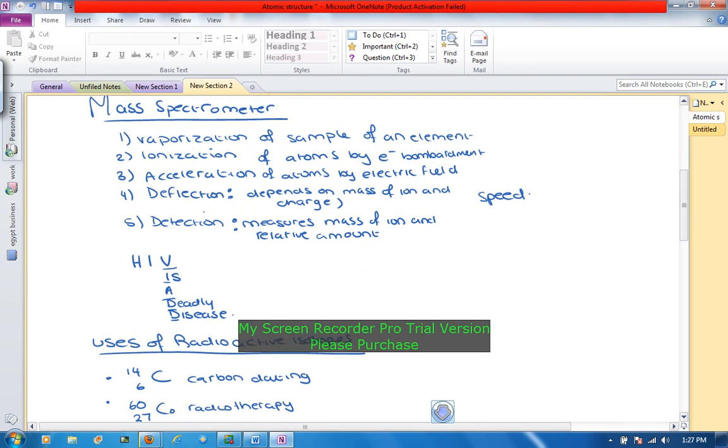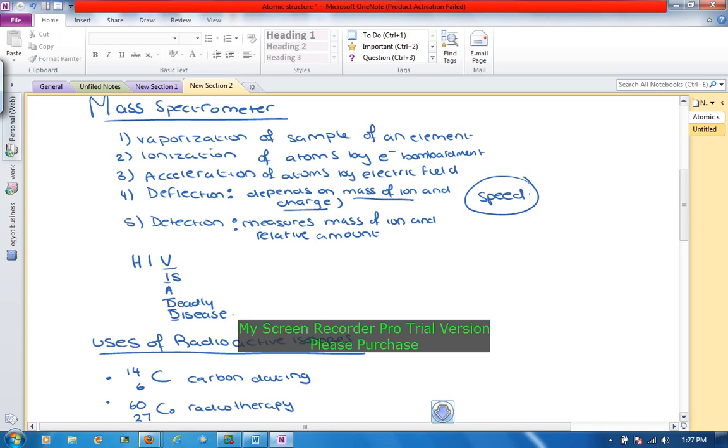And you'll get this question often: what factors affect the level of deflection of an ion? Basically, you have to say the factors are the mass of the ion and its charge, and sometimes they ask you for three factors, so you can also include the speed the ion is going at. Obviously, if it's going at a higher speed, it's going to deflect more than if it's going at a slower pace. The last step is detection.